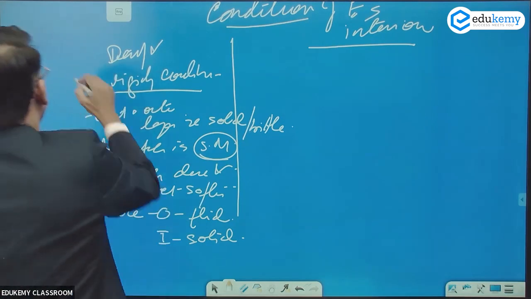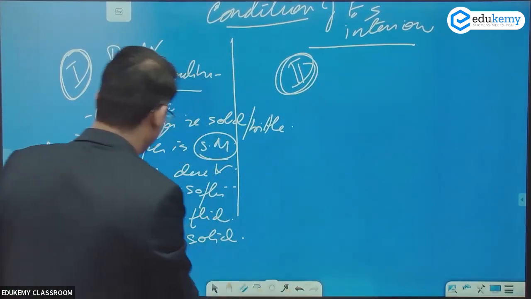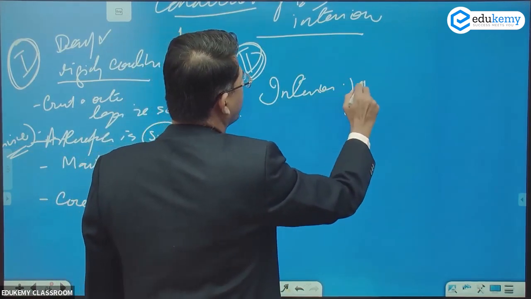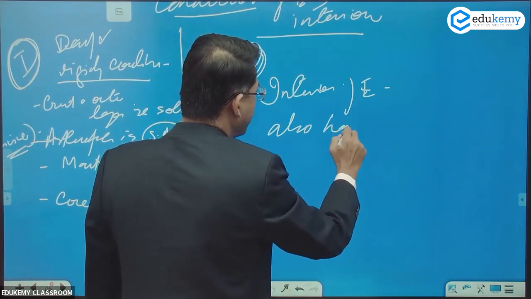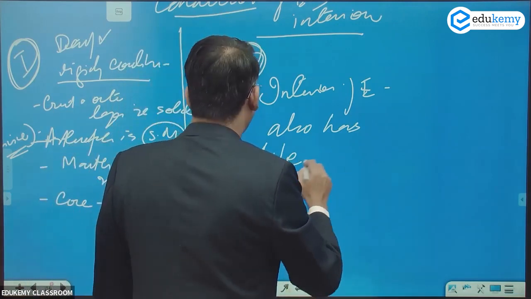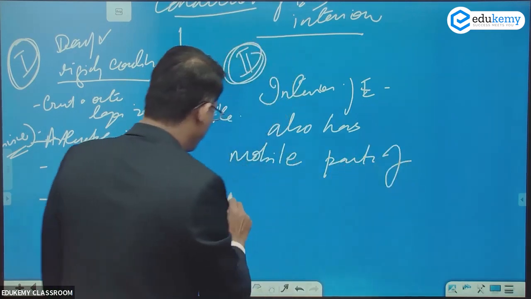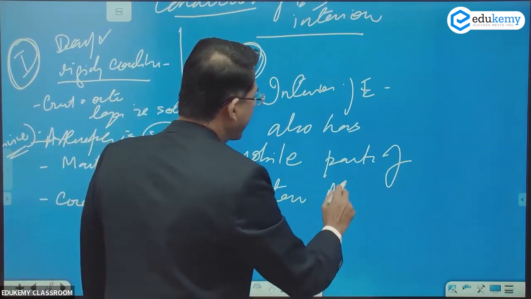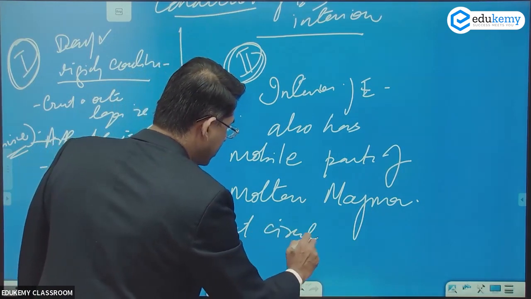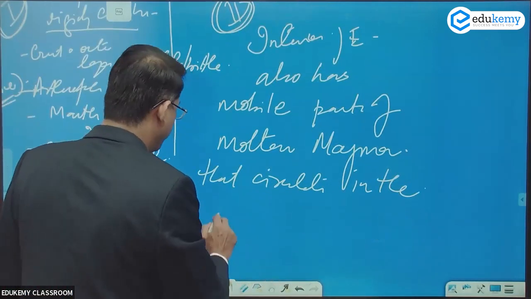That is one discussion. The second discussion here is that the interiors of Earth also have mobile parts of molten magma that circulates in the mantle.